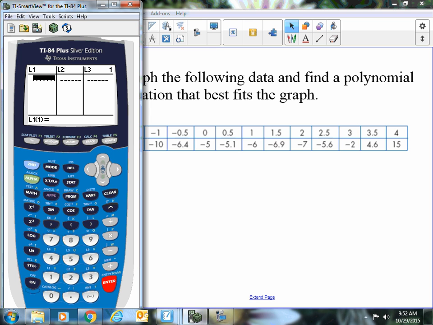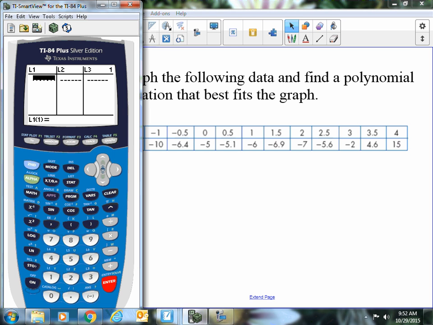Now if you have information in your list already, you should clear it out. So use the clear button and then enter whatever you need. If you want to clear out the whole list at once, you would go up to list 1, press clear, and then enter, and it'll clear out any data that you have. Don't use delete, because that will delete your list completely, which is not a good thing. Then you have to reset your calculator.